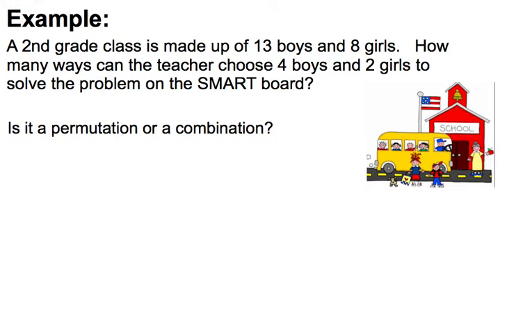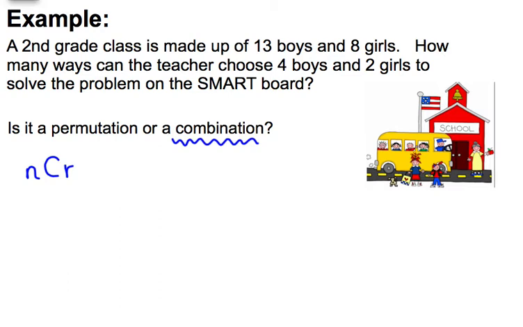So the first thing we need to figure out is, is this a permutation or combination? This is a combination because we don't care about the order, we just care how many different combinations, how many different groups can go up to the board. So the formula that we use for a combination is nCr, and we're going to use the graphing calculator today.